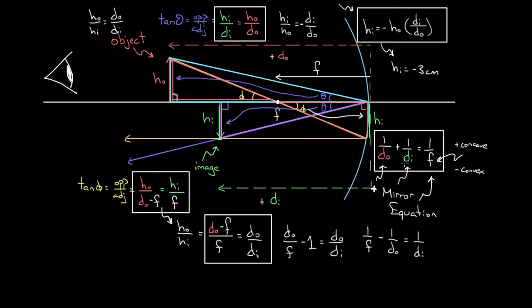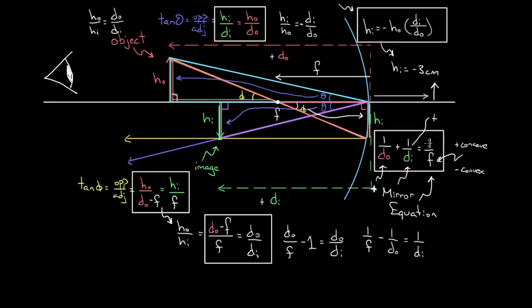The DI is a little trickier. The DI is also positive if that image is on the same side as your eye, like it is right here. So this image would be considered a positive image distance since it's on this side. If the image got formed on this side of the mirror, say you formed an image right here, that would be a negative image distance. If this was 5 centimeters behind the mirror, we'd consider that a negative 5 centimeter image distance.